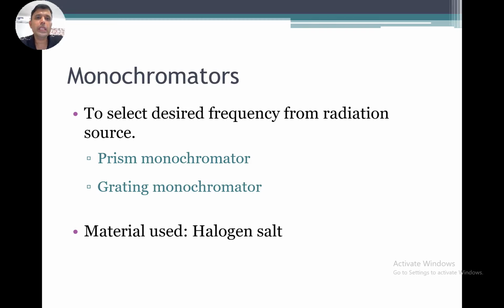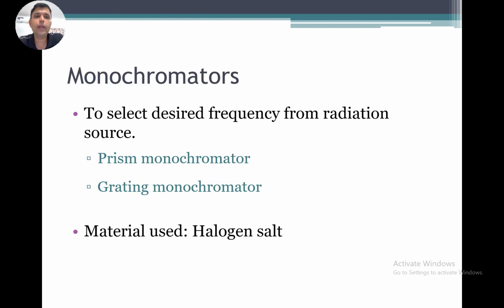Then we can see mainly two types of monochromators are used in IR spectroscopy. The first one is the prism monochromator, which works by passing IR radiation through a prism. A prism, we know, disperses the radiation into its component wavelengths due to the difference in their refractive index. Each wavelength bends by a different amount, and by rotating the prism, different wavelengths can be selected. This we have already seen in other spectroscopic techniques.